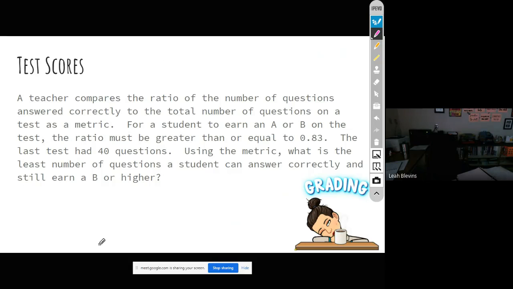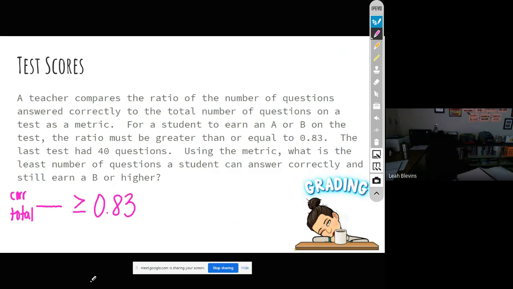A ratio is like division, right? We've got a number over top of a number. So it says the ratio of number of questions answered correctly, so this is correctly over the total number of questions, must be greater than or equal to 0.83. How do I show greater than or equal to? Yes, perfect. This has to be greater than or equal to 0.83.